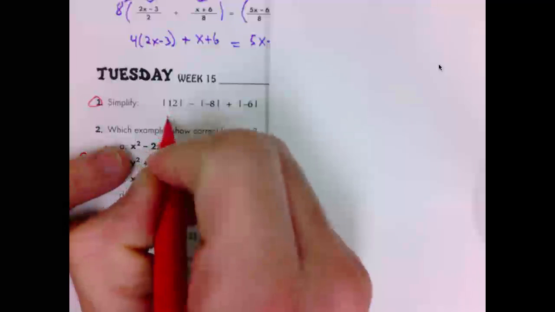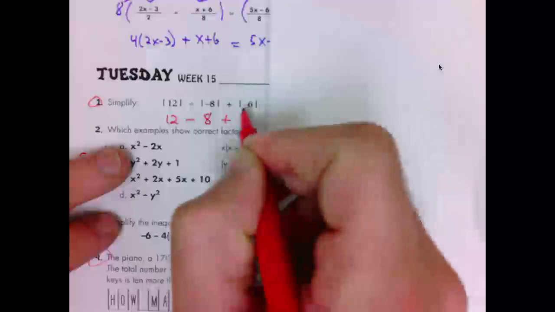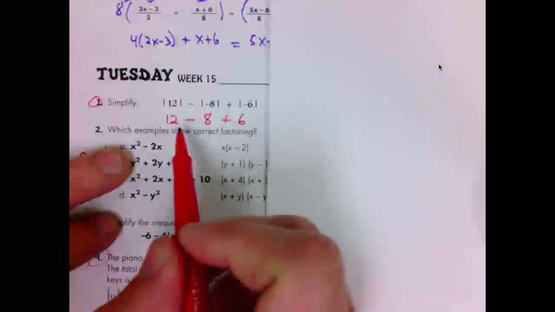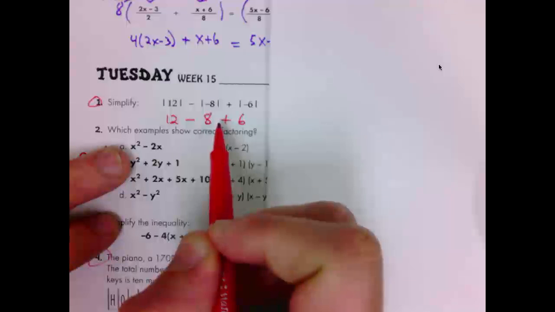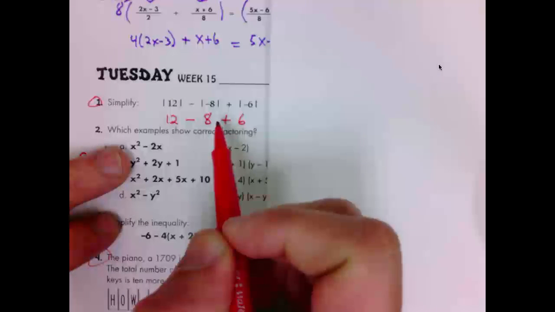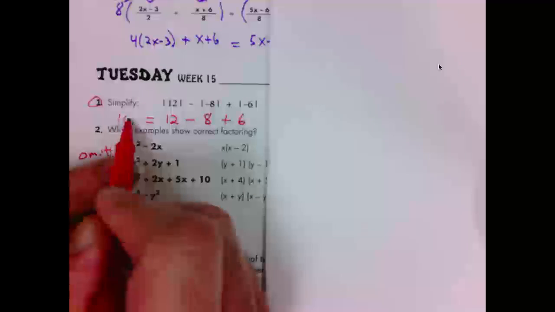The absolute value of 12 is 12. Subtract stays the same. The absolute value of negative 8 is positive 8. Add stays the same. The absolute value of negative 6 is positive 6. So this is simply 12 minus 8 plus 6. We'll do this from left to right because subtraction and addition have the same precedence, or the same priority, in our order of operation. 12 minus 8 is 4, plus 6 is 10. 10.